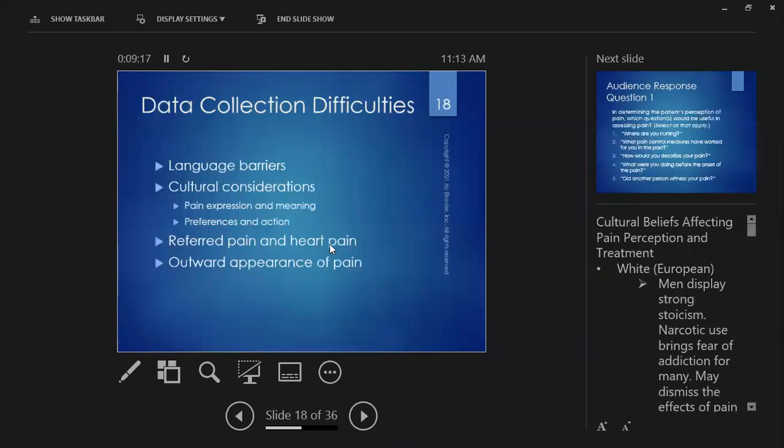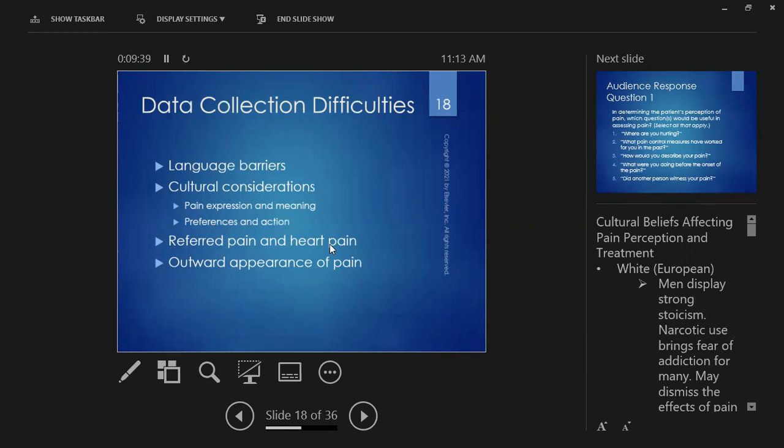Okay. Data collection difficulties: they have a language barrier. They can't talk, or they don't speak English, right? It may be an issue. English as a second language, you bring in the interpreter. Cultural considerations: pain expression, and what does pain mean for the patient? What are the patient's preferences in regard to pain? What action does the patient desire be taken in response to pain?